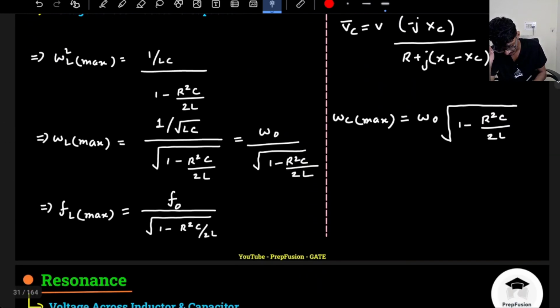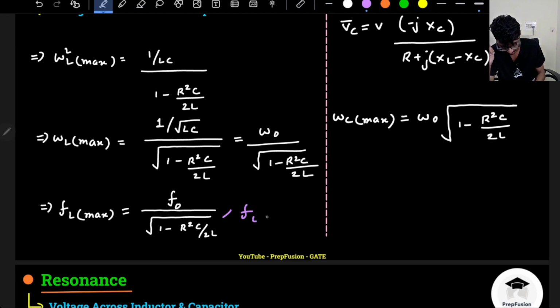But remember, this formula is valid only if you check whether your F L max is higher than F naught. It has to be, because only for frequencies greater than F naught will my circuit behave as inductive, so you have to take that into account.